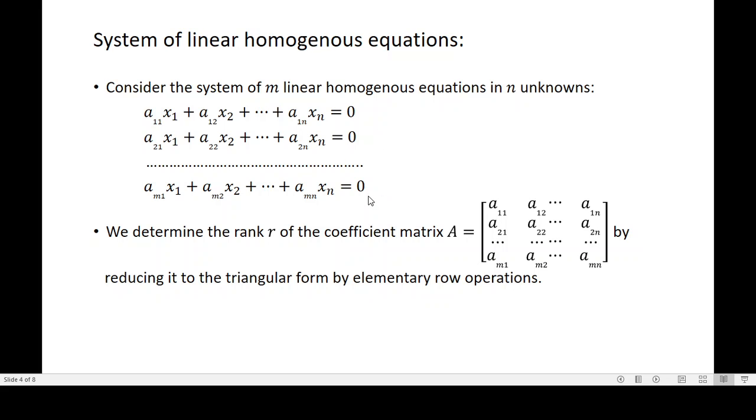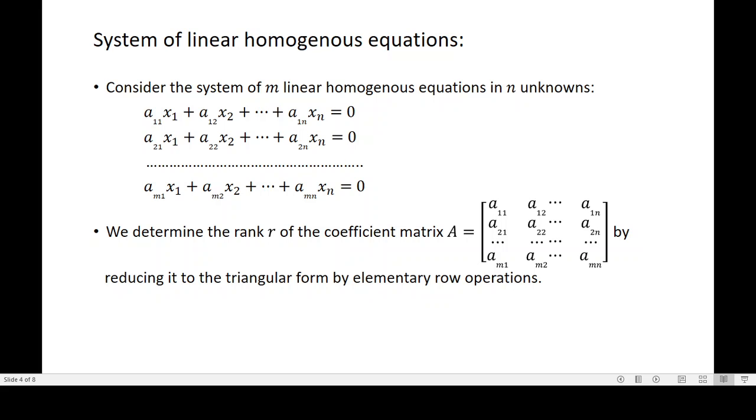Suppose m is less than n, m being the number of equations. If it is less than the number of variables, then the solution is always other than the zero solution. That is, the solution is not a zero solution. We have a non-trivial solution. If m is equal to n, that is the number of equations is equal to the number of variables, the necessary and sufficient condition for the solutions other than the zero solution is that the determinant of the coefficient matrix is equal to 0. So keeping this in mind, let us solve a problem.